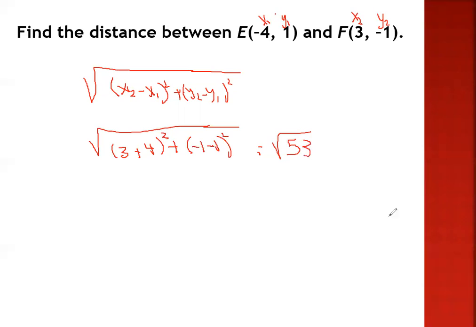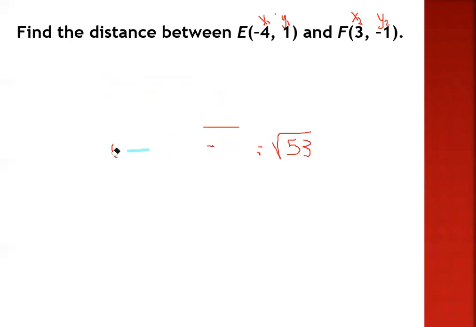Any question? So this is how we are going to find the distance between 2 points. Which formula are we going to use? x2 minus x1 all to the power of 2 plus y2 minus y1 all to the power of 2. Then we will only replace the values to calculate the distance between the 2 points. Any question?